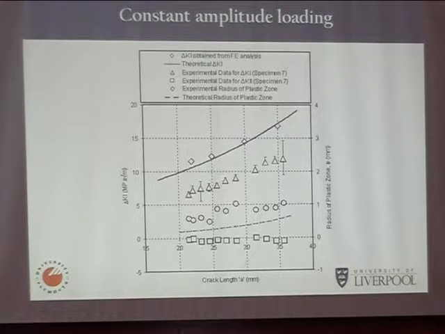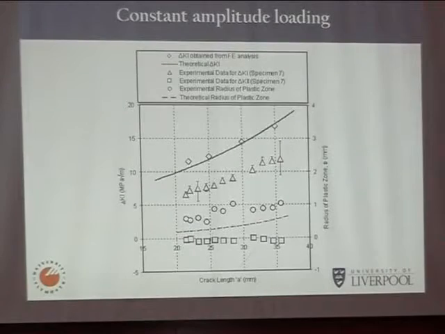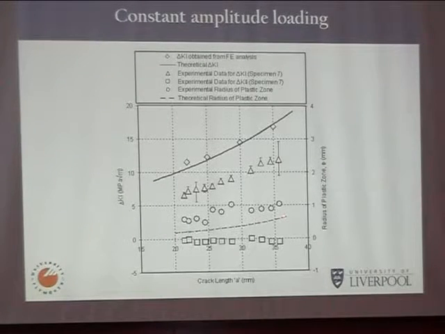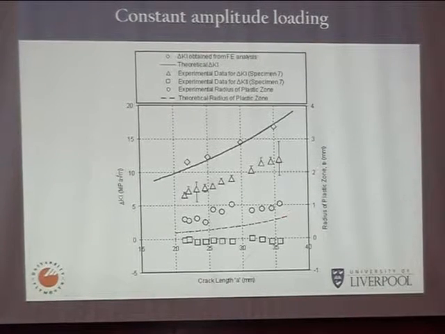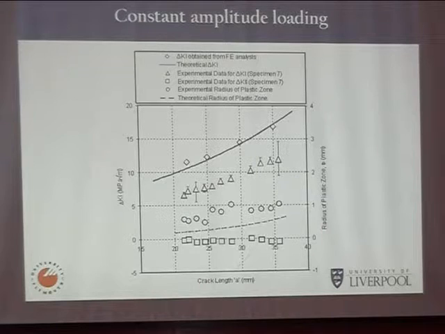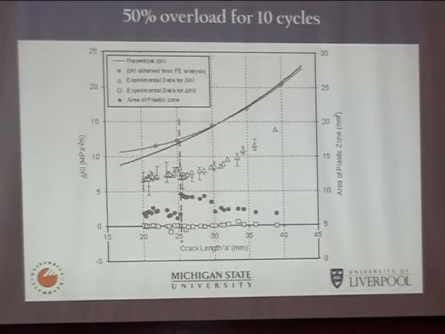So the difference here is the consequence of the closure that's occurring, and this is in aluminium 2024, 2 millimeters thick. And here are the plastic zone radii here, and this is a theoretical calculation of it using Dugdale's model, plotted onto this axis here. So we're getting plastic zone sizes from about 0.5 millimeter out to about 1 millimeter here. Okay. So then he did a 50% overload for 10 cycles.